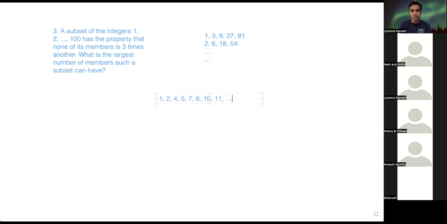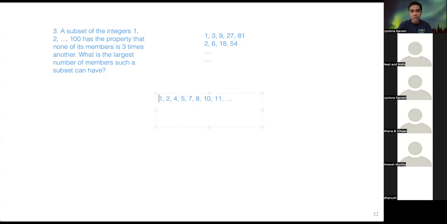If I don't have any multiple of 3, there's no way for one of the numbers to be 3 times another number, right? So this is one way of avoiding it. But we don't know for sure that this is the largest, right? Maybe there's a different way of picking the numbers such that I can allow this.